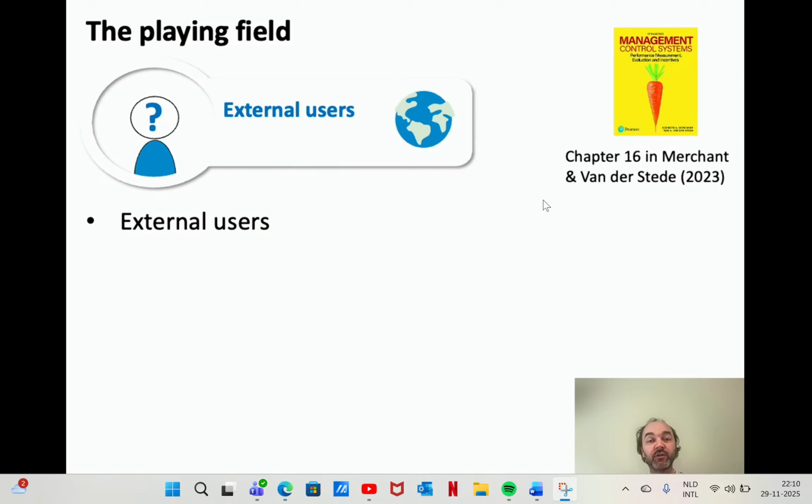So there's a lot of external users, more than are included on this slide, but let's look at a few of them. So there's, for instance, the creditors. Creditors are organizations that lend money to a firm. So you can think of banks. And of course they want to know how well the organization is doing, because based on that they might decide whether or not to lend more money to that organization. So they might want to assess based on annual statements of earlier years whether a company is creditworthy.